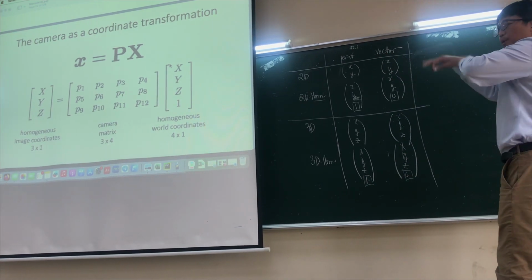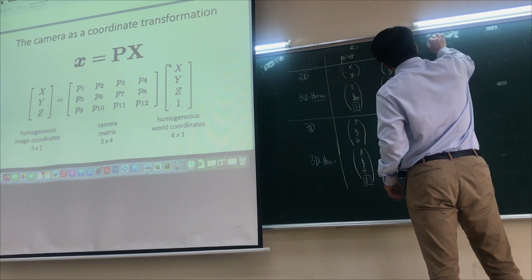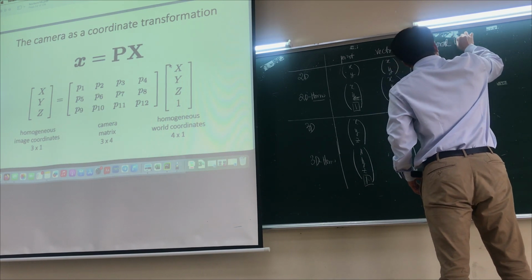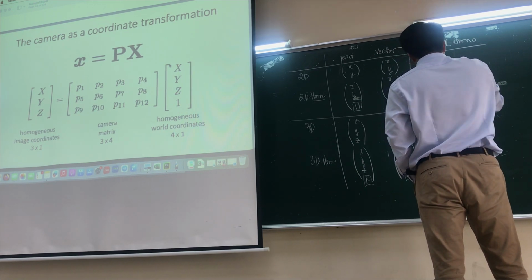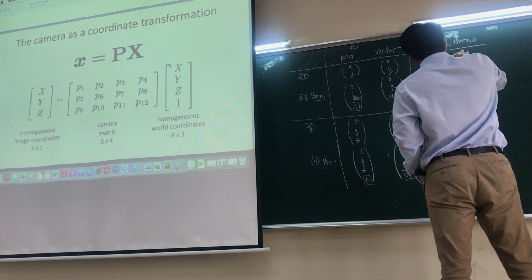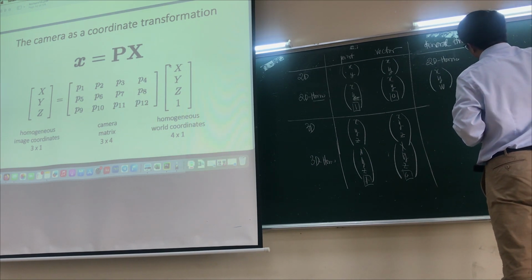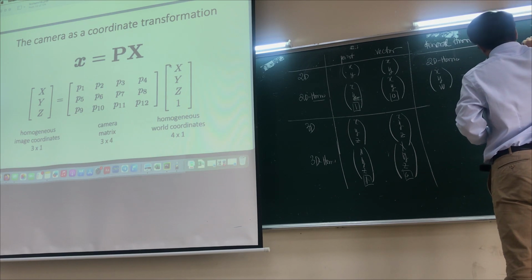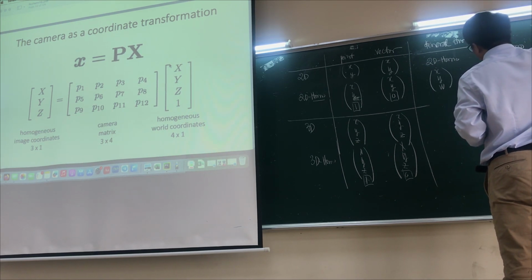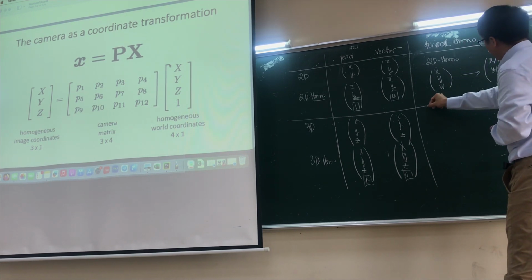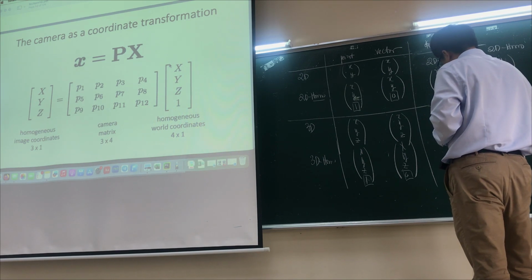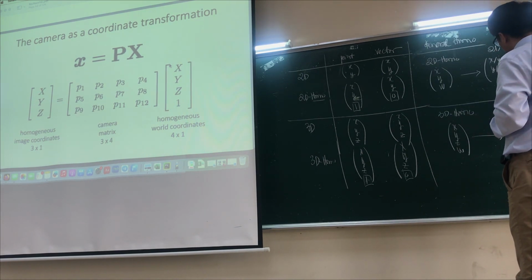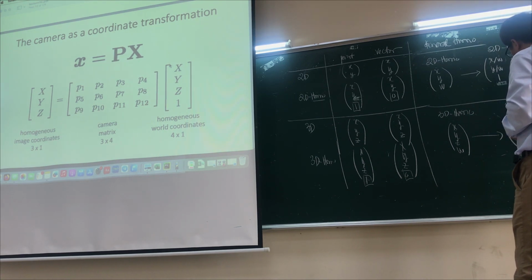But after you transform, for the more general case, you have x, y, z, and w in 3D homogeneous. And you convert it into 2D homogeneous by x divided by w, y divided by w. And similarly here, you convert it into what we want here.